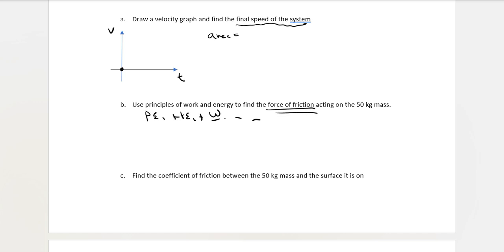All right, next, find the coefficient of friction between the 50 kilogram mass and the surface it's on. So frictional force is equal to coefficient of friction times the normal. So you should be getting this from part B, and this you can get from your free body. Keep in mind that the object is not accelerating up or down. So that's how you get the normal force. So that should get you through this problem.